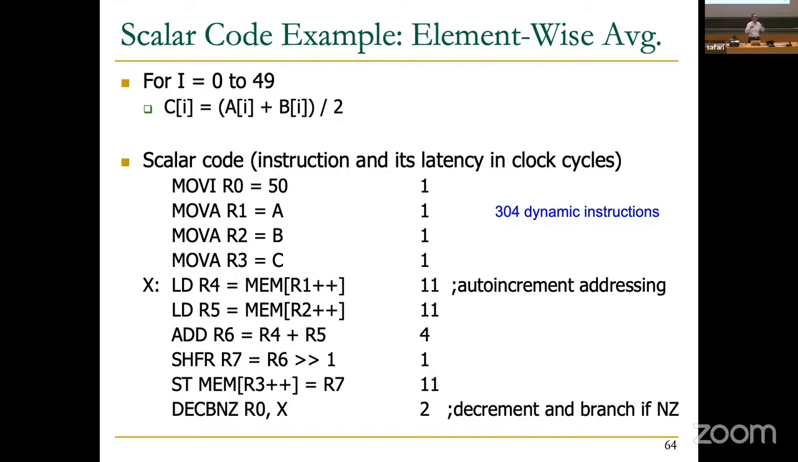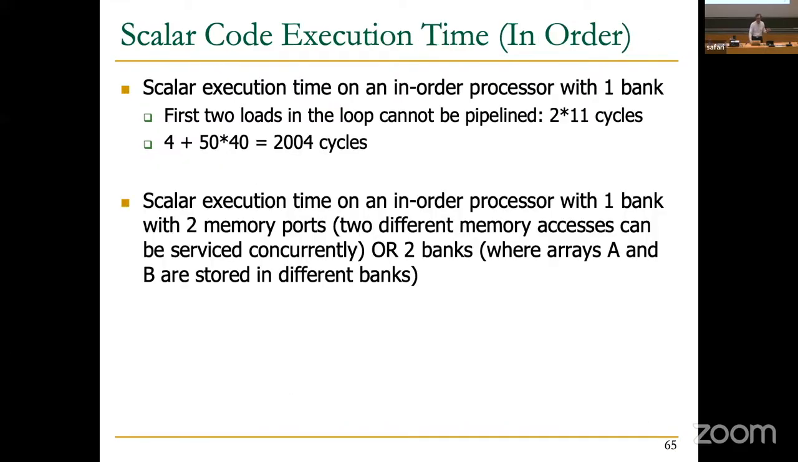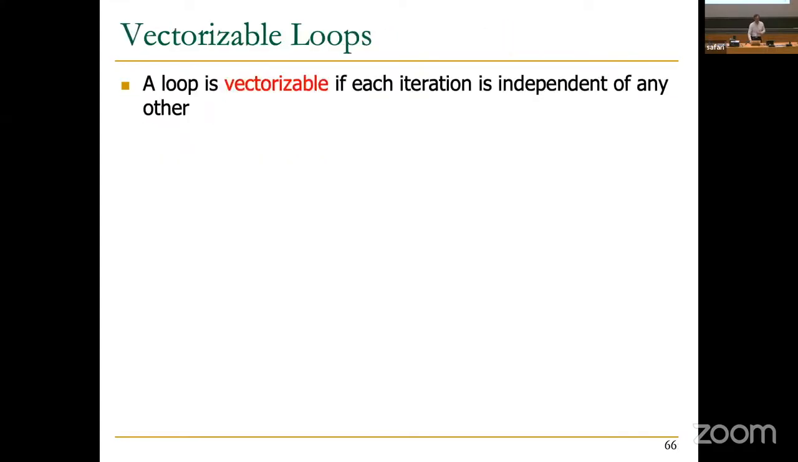That's one of the benefits of out-of-order execution. But it's going to be expensive, clearly, with out-of-order execution. So you can do more performance analysis, which we're not going to do right now. We're going to compare this to a vector processor.